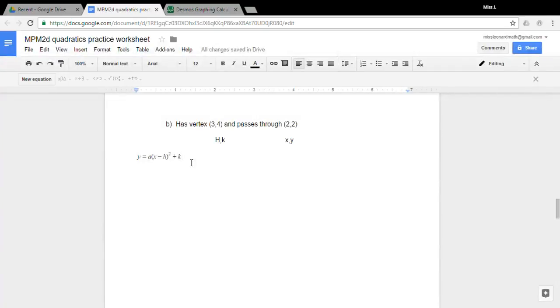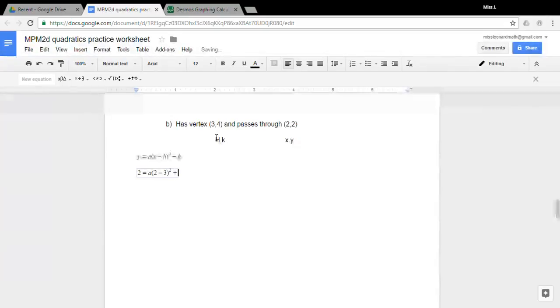Okay, so we're just going to start subbing things in. We've got y, which is 2. We don't know a, so leave it out. Our x was 2. We're subtracting the x from our vertex, so we're subtracting this 3, so 2 minus 3. Close your bracket and square.